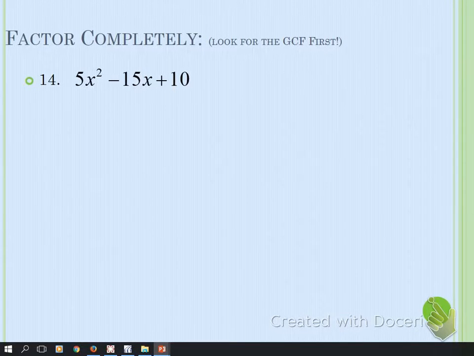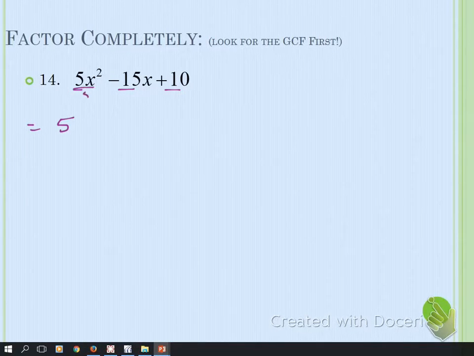Keep factoring completely. Our instructions have not changed. Okay, hint here, look for the GCF first. Give it a shot. Stop the video, start it back up, and check your answer. Okay, GCF is 5. We actually do have a GCF here. So factor that out first.